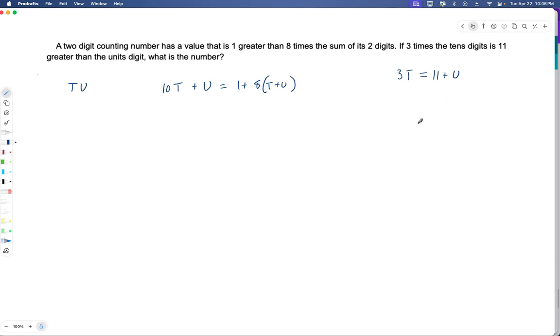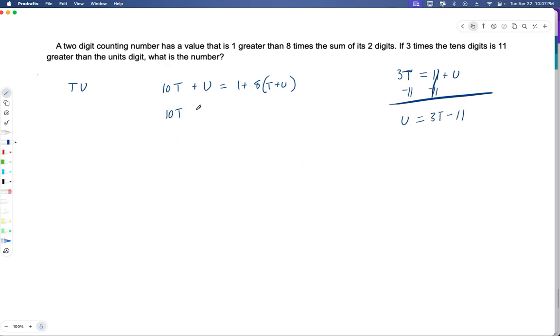We have the ability to create a substitution value for u. Do you see it? I'm going to just subtract 11 from both sides and rewrite it. u is equal to 3t minus 11. Right? 3t minus 11 is the value of u. So now I can put this in for all of the u's.